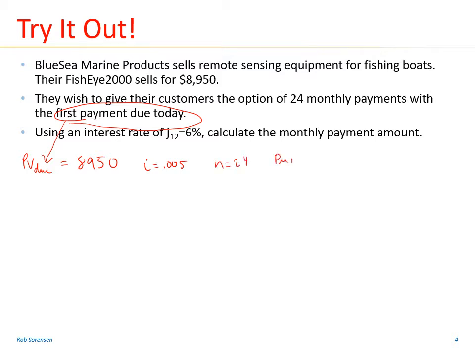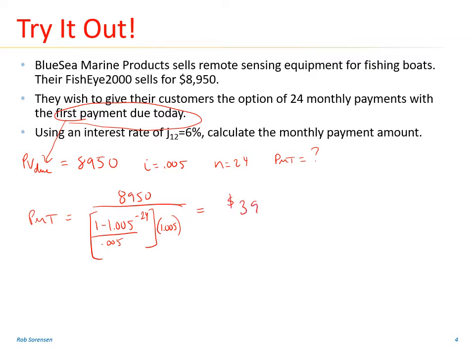I want to work out the payment. Is our question. We'll go ahead and put the numbers in here. $89.50, 1 minus 1.005 to the negative 24, over .005, times 1.005. And if I go ahead and work that through, I get $394.70. That's how much it would be per month. Probably a lot more affordable for the people buying the equipment.